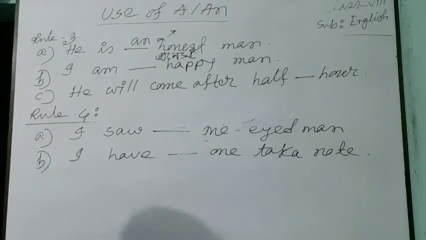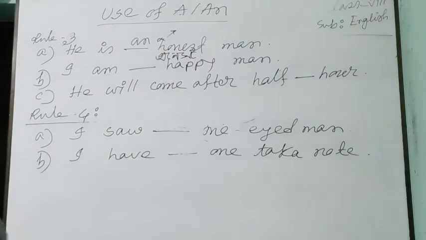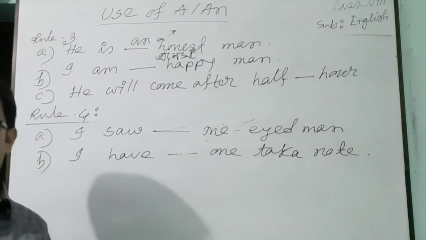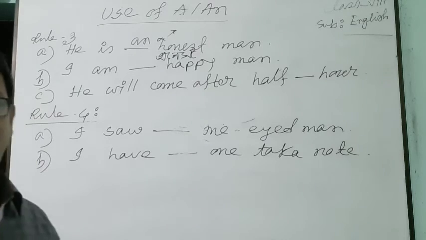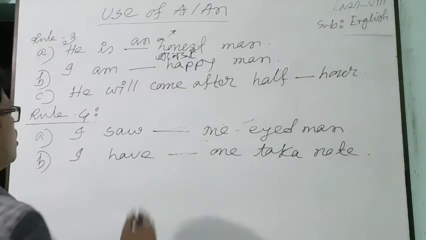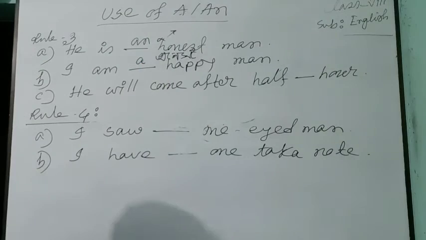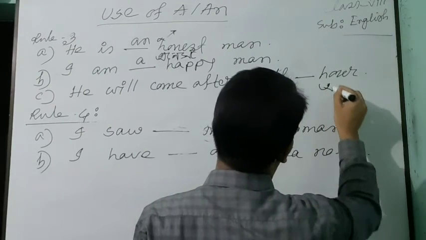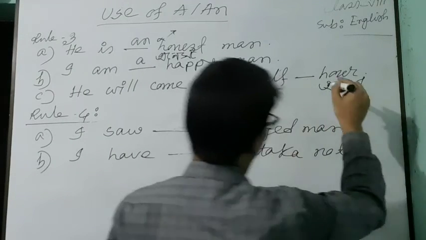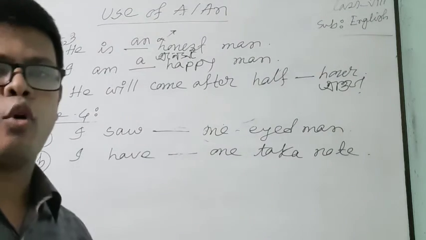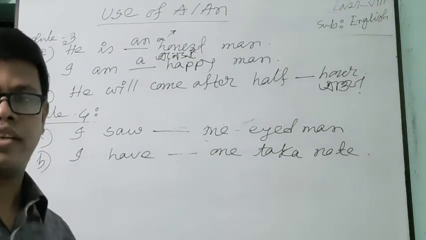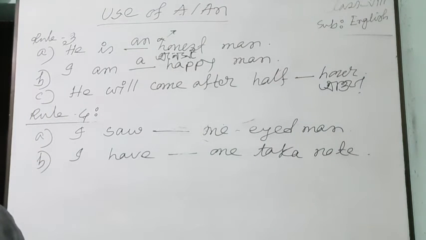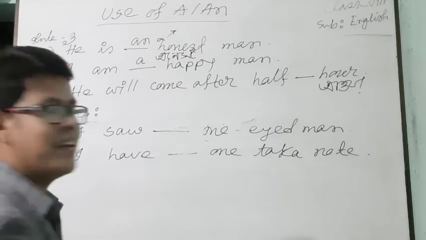For example, 'I am a happy man'. Here, happy, H is pronounced as 'ha'. If H is pronounced as 'ha', we should write 'a' before the words with H. So, a happy man. But in the next example, 'He will come after half an hour'. As H here is pronounced like O, that means H is used here as a silent letter. So we should write 'an' there.